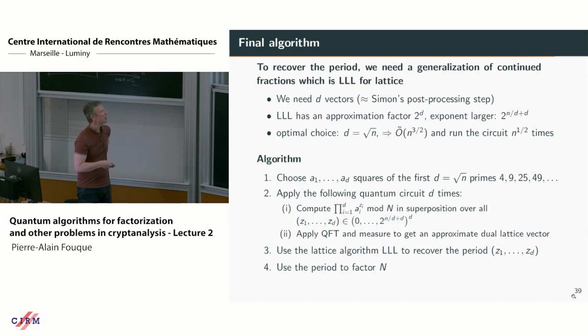of the lattice, and in fact I can apply LLL at the end to recover the period. Once I have the period, I just raise some value to the power of the period, and then I compute some GCD. Okay, so the end is exactly the same. But I will explain now why the number of qubits is so large.